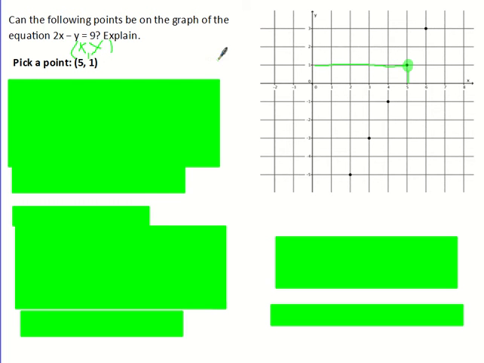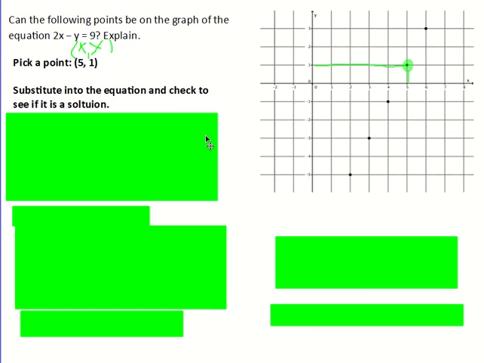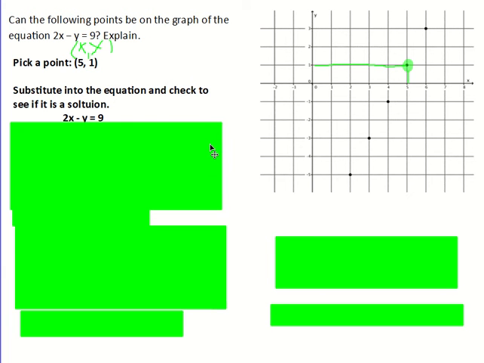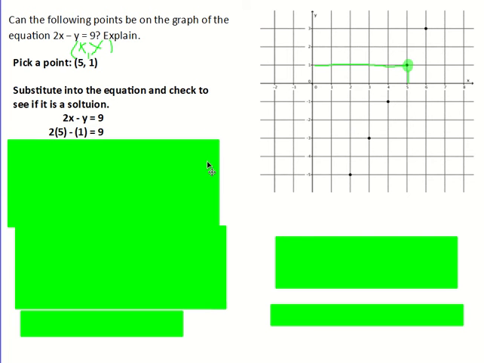Okay, so from here what you're going to do is take that point and substitute the x value in for the x in the equation and the y value in for the y into the equation we're given. So you're going to substitute 5 in for the x and 1 in for the y. So let's take a look at what happens when we do that. So again, we're substituting into the equation, and we're going to check to see if it's a solution to the equation. So our equation was 2x minus y equals 9. Substitute the 5 in for the x and the 1 in for the y. So we'd have 2 times 5 minus 1 equals 9.